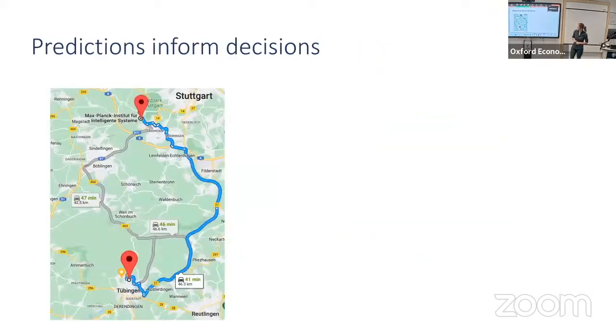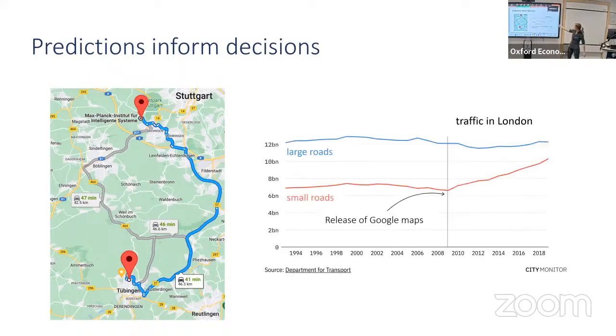Let me give you a couple of examples. Let's say you're Google Maps, making predictions about traffic. You make these predictions public, people use them to decide where they drive, and it will again impact traffic patterns. So there are some interesting feedbacks here. This is public data from London. You see traffic on large roads and traffic on small roads, and this is when Google Maps was released. It really changed traffic patterns in London.